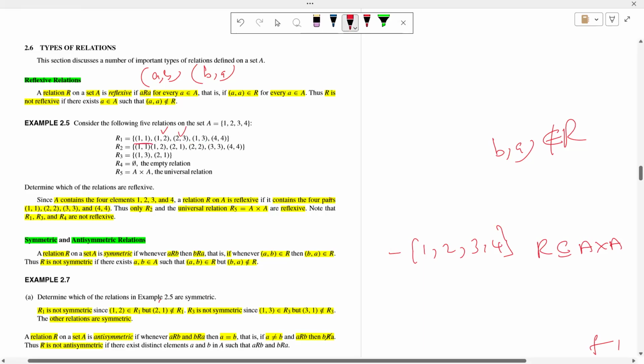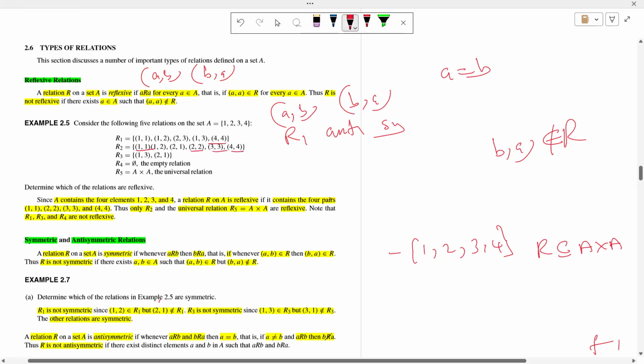Then the last one, 4 comma 4, is there. So this is a comma b and b comma a in the same form, because of a is equal to b. So these two pairs only satisfy this. Because of that, R1 is antisymmetric.